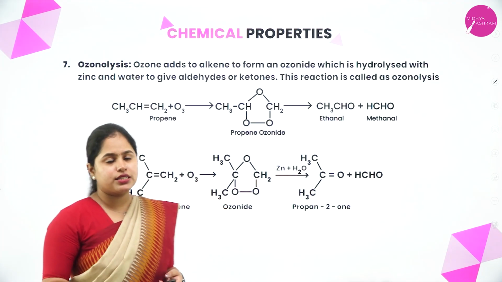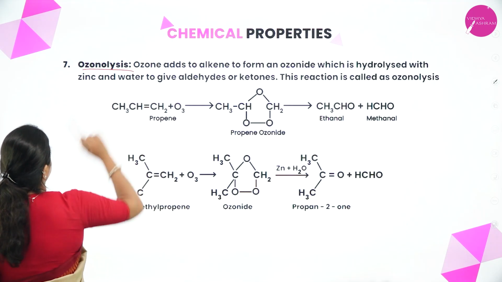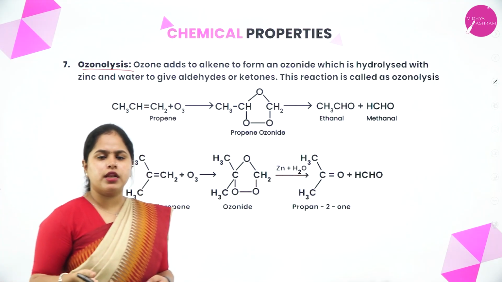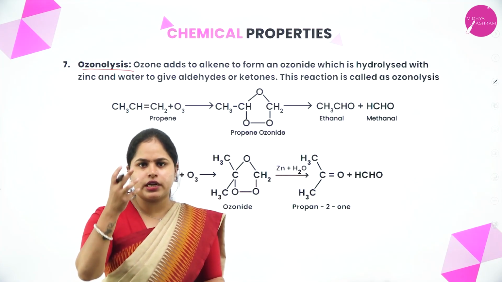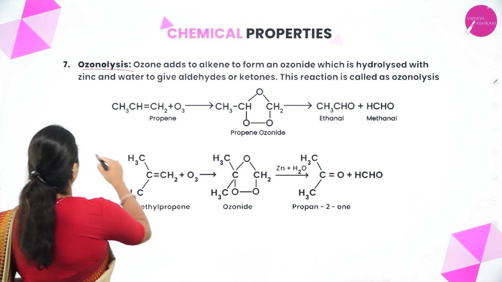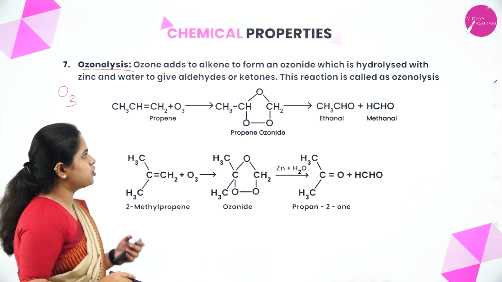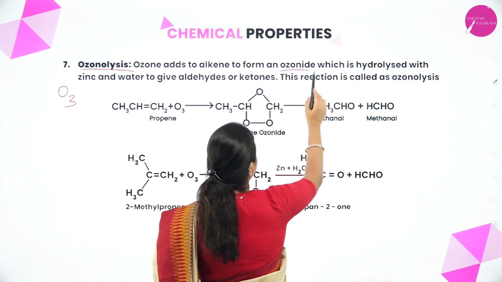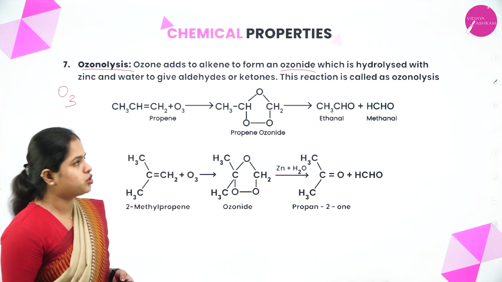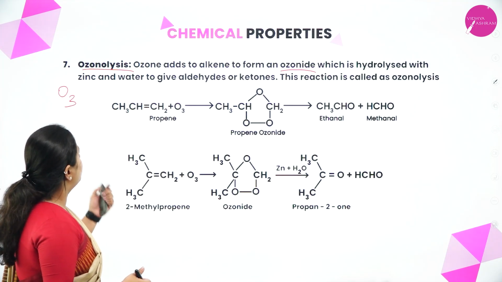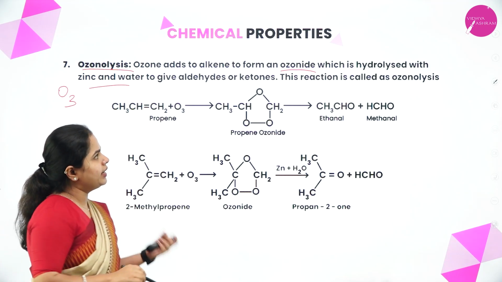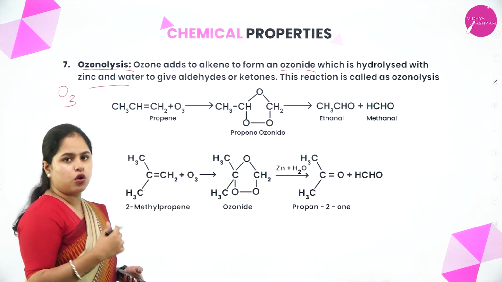So now moving on to the next reaction, that is ozonolysis. From the name itself you can identify it's something related to ozone, right? So what is ozone? It is O3. So let's see. Ozone adds to alkenes to form an ozonide. So first you will get an intermediate stage which is called an ozonide, which is hydrolyzed with zinc and water to give aldehydes or ketones. So this reaction is called ozonolysis.